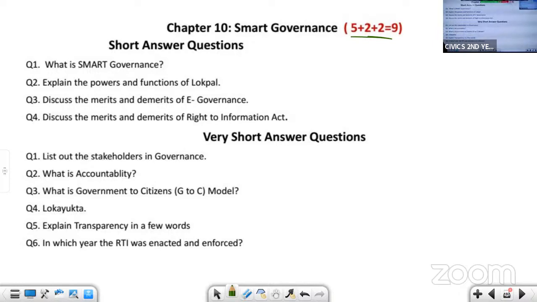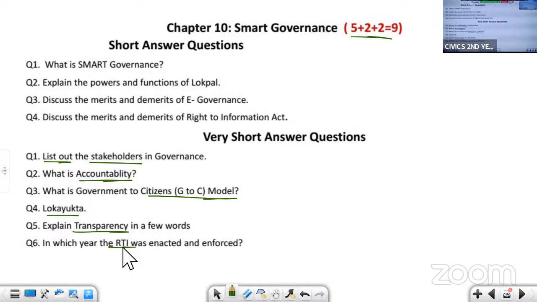Now, coming to very short answers, you have stakeholders. Who are the stakeholders in governance? List out. Then what is accountability? Then what is the government to citizen model of governing? Lok Ayukt. Then what is transparency? And in which year was the RTI, Right to Information Act, enacted and enforced?